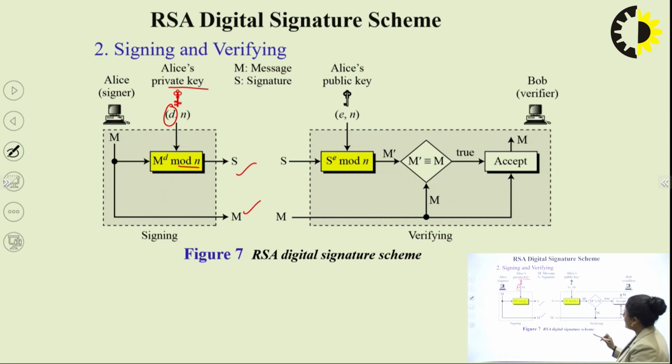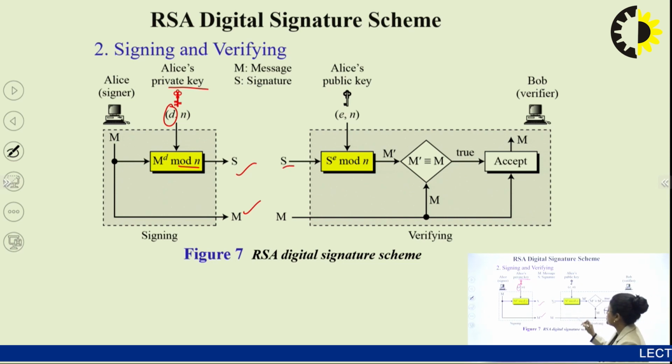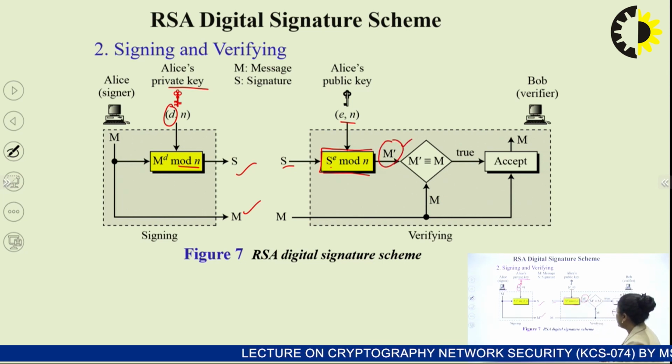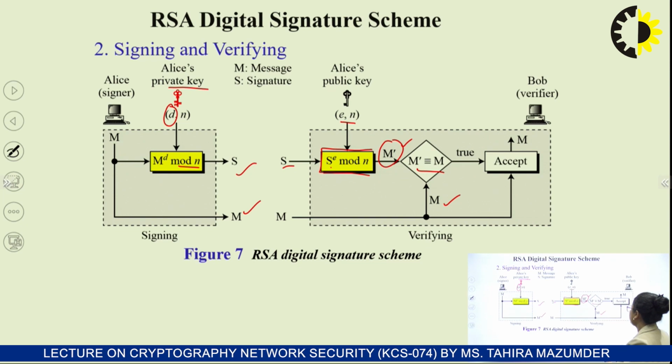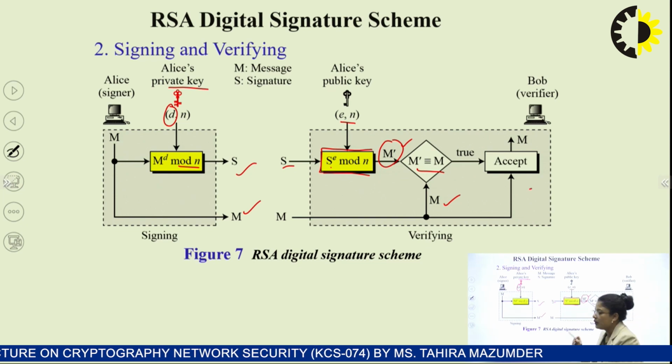In verifying, for the signature that is received, we compute S to the power E mod N. What is E? E and N are the public key of Alice. After performing this, we get a value M dash. Then we compare M dash with M. If both are equal, it is verified, not tampered, and we accept the message. Now, how exactly does this happen?